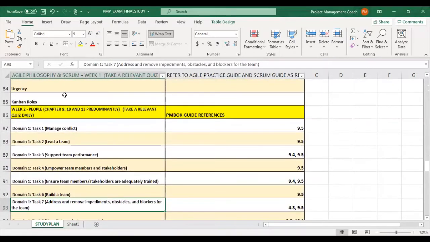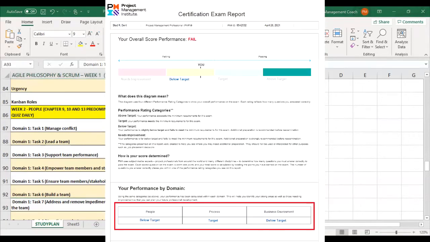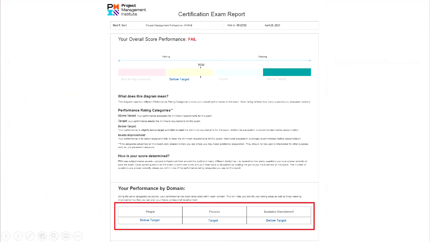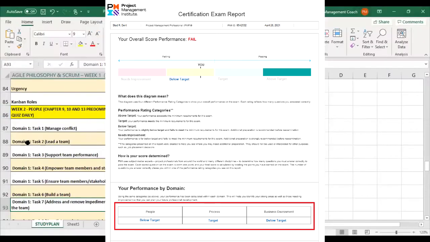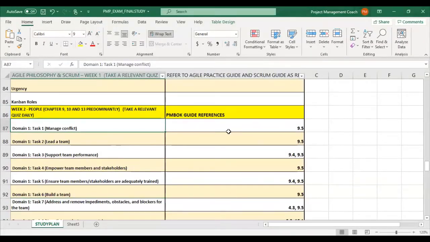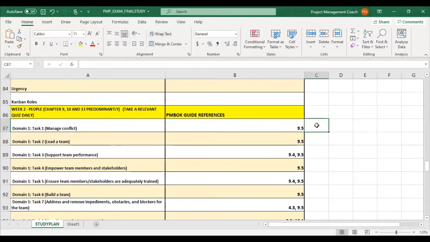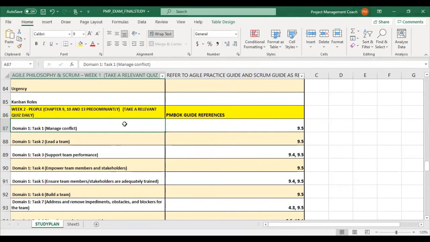Week 2, I would strongly advise doubling down into the people section of the exam. The people section of the exam, as you saw from the sample report here, below target. If you have something similar, my advice is to really double down in Chapter 9 in the PMBOK guide. Now, manage conflict is specifically 9.5, but every theme about managing conflict throughout the PMBOK guide, and there are lots of them, look out for that. Lead a team, again, 9.5. Support team performance, 9.4, 9.5.